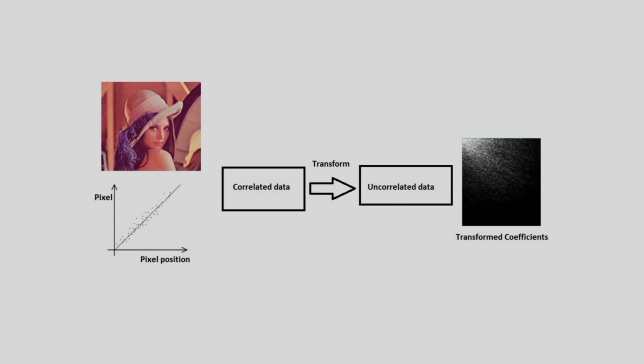In this example I have shown the first one is the image in the spatial domain. I have shown the pixel position and the pixels. You can see the correlated data, if you see the pixels. So, input is correlated, and after the transformation I am getting the transform coefficients, you can see the transform coefficients here. This portion is the transform coefficients, and in this case I am getting the uncorrelated data. So, that is the importance of the transformation. My input data is correlated, but after the transformation I am getting the uncorrelated data.